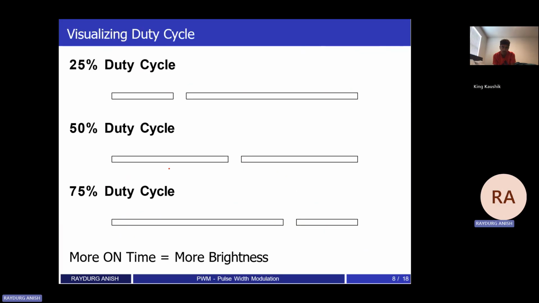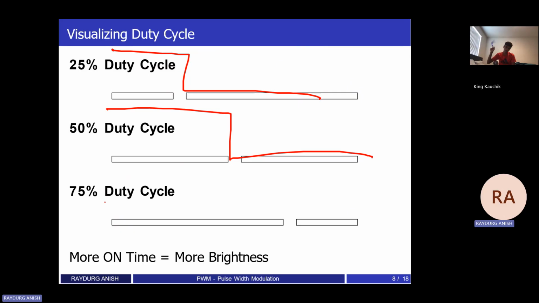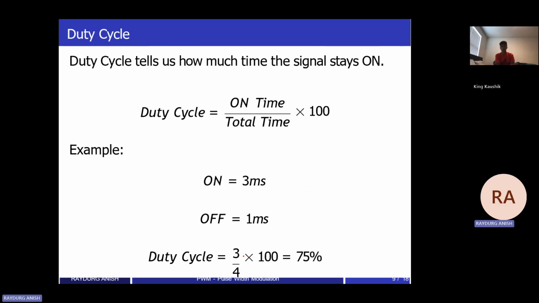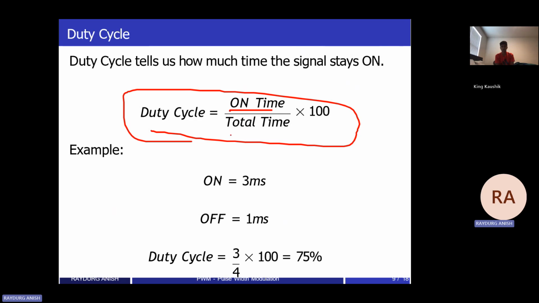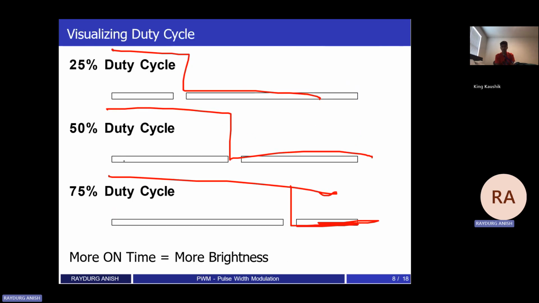So 25% is on and then off; 50%, sorry, and 75% is on and the other 25% is off. This is a formula which I told you already: on time divided by total time times 100. And this total time refers to the total time period.